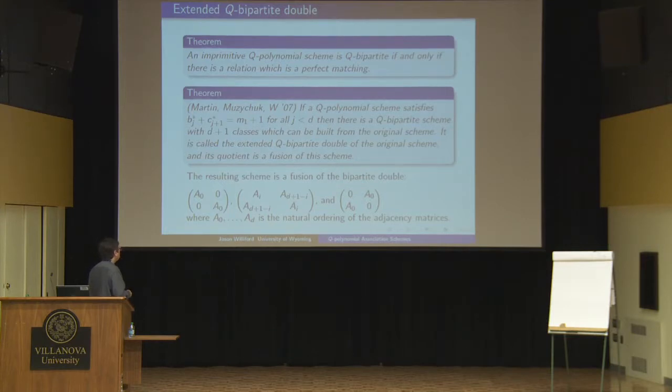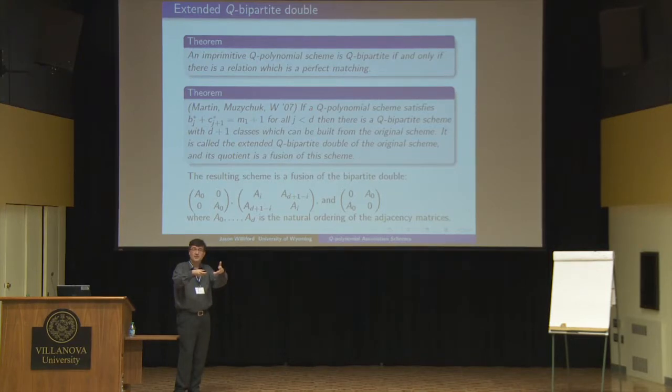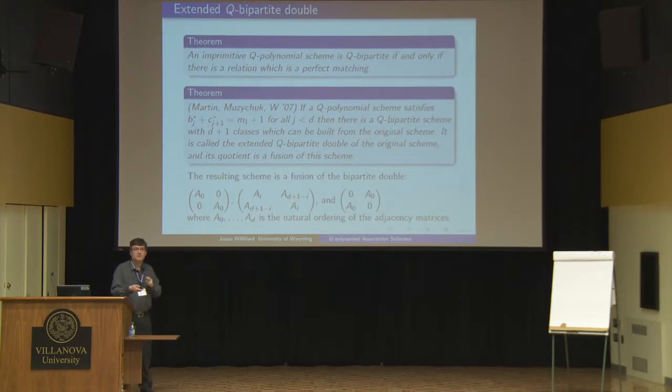I actually tend to try to use this in reverse. If you have some primitive scheme and it satisfies certain relations, you can construct a Q bipartite scheme from it. However, sometimes the Q bipartite scheme is the natural object, so sometimes you might find that first. Every time I run into a Q bipartite scheme, I ask myself, could it be the extended Q bipartite double of something else? This amounts to cutting it in half in a nice way. And then you can maybe try to find new primitive schemes from that.